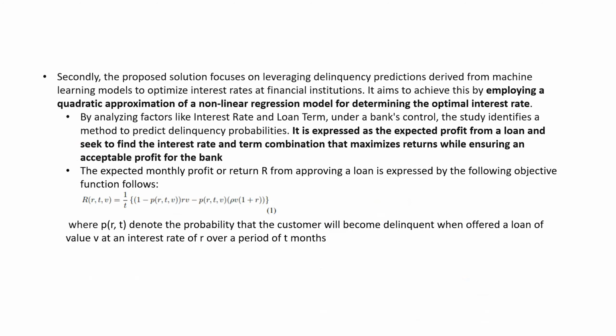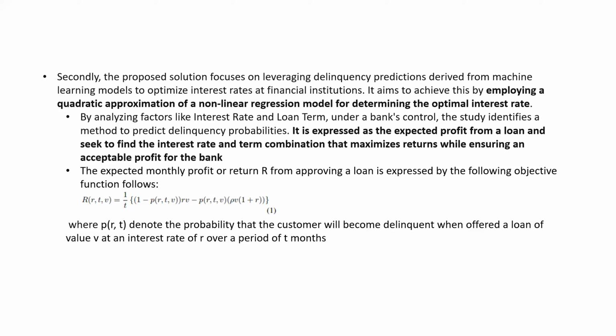And once we were able to calculate that delinquency, that leads us into the second part of our solution, which was the main part. We employed a quadratic approximation of a nonlinear regression model to determine the optimal interest rates. When we looked at the feature importance, we found that interest rates were the number one thing that accounted for somebody becoming delinquent or not, right? So it made sense that this would be the parameter that we fine-tune.